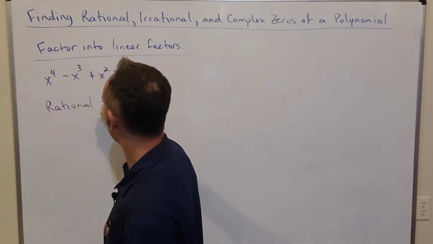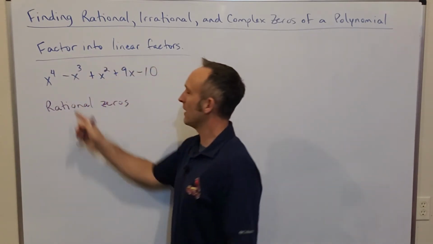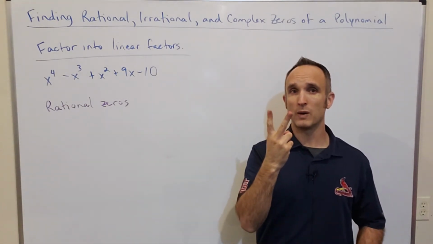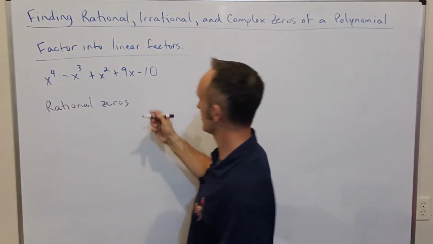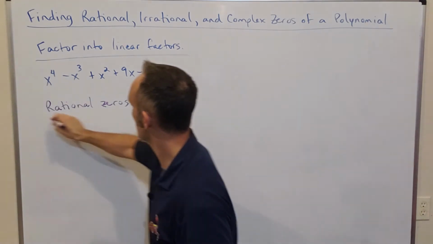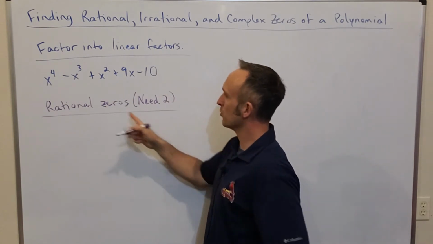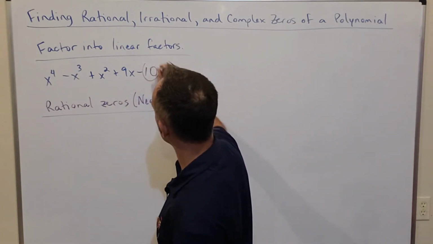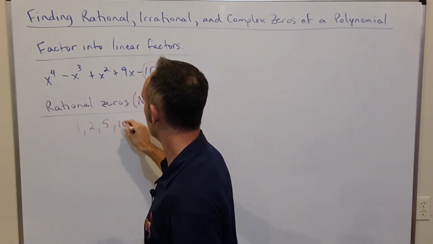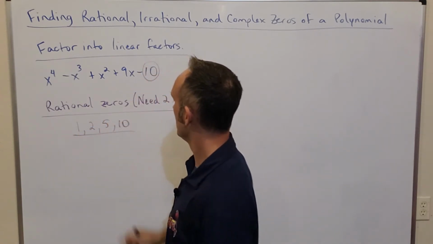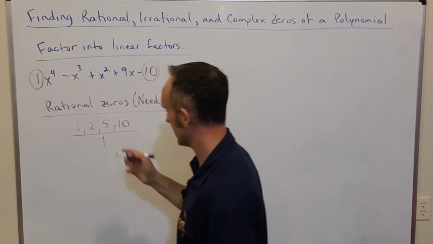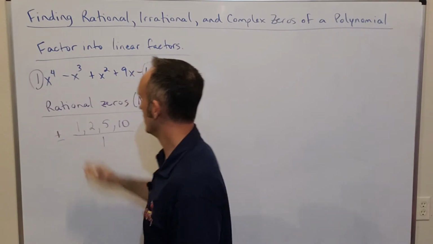We look at rational zeros, and if I want to take a degree 4 and make it a degree 2, I need 2 rational zeros. I need to divide twice. So I need 2 of these guys. Now my possible numerators are the factors of 10. So that's 1, 2, 5, and 10. And then my possible denominators are the factors of 1, which are just 1. So that's nice. And I could have positive or negative.